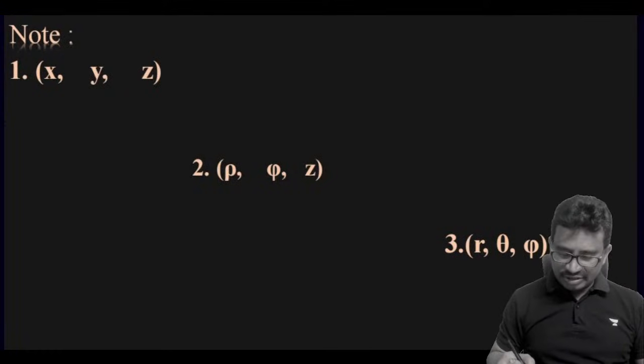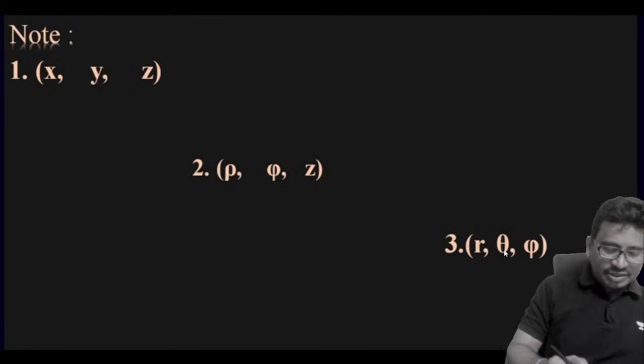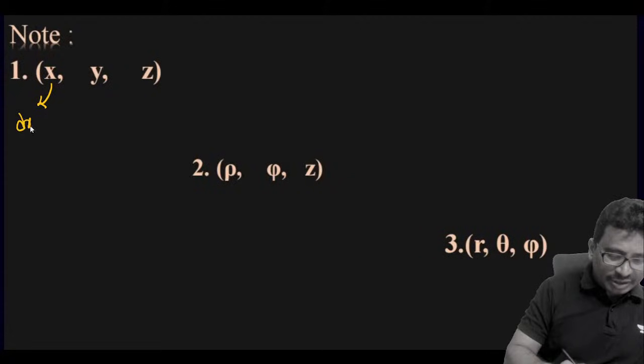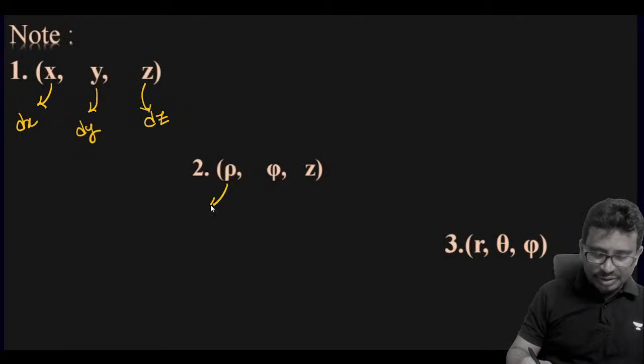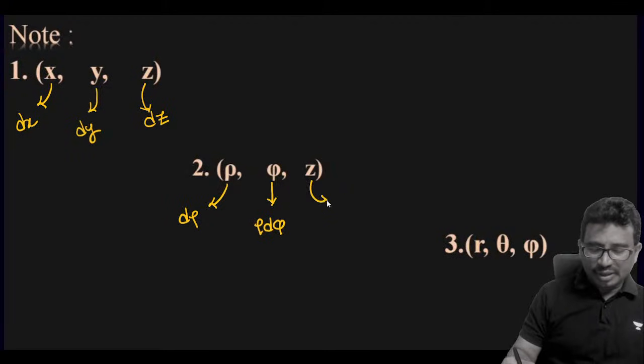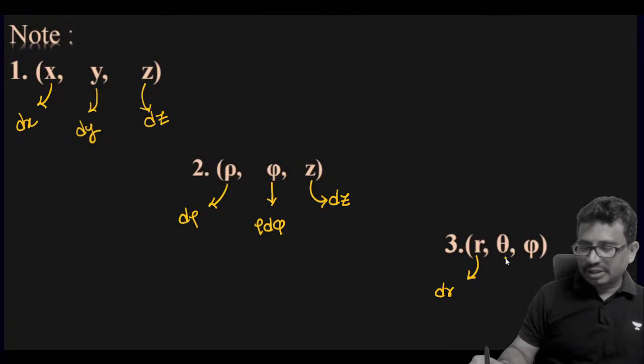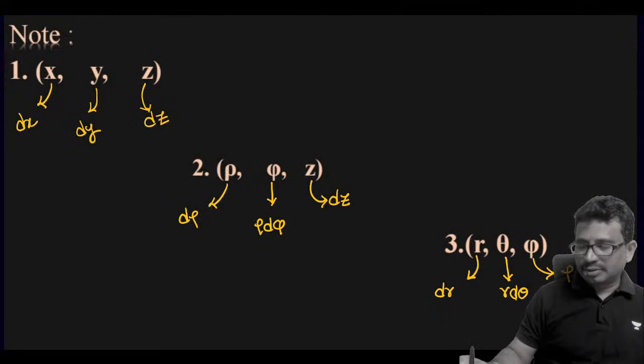Now we'll simply summarize the things. Look carefully here. In the Cartesian system we have x, y, z, so the changes in length are dx, dy and dz. In the cylindrical system the length elements are d rho, rho d phi and dz. And in the spherical system the elements are dr, r d theta and, since rho means r sin theta, r sin theta into d phi.